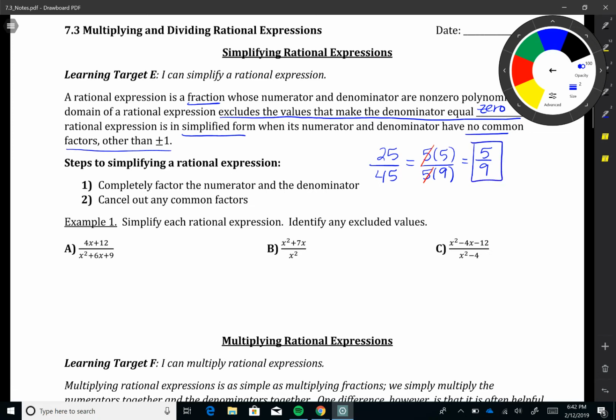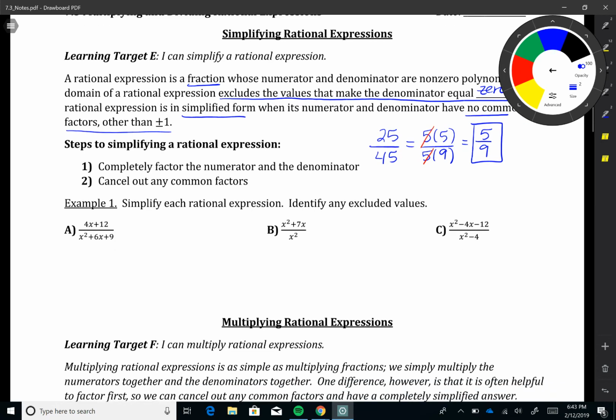The steps that I followed there are actually the same steps you're going to do when simplifying a rational expression. The first thing you're going to do is completely factor the numerator and denominator, and that's what I did when I rewrote 25 as 5 times 5 and 45 as 5 times 9. And then we cancel out any common factors. The only thing that we add when we simplify a rational expression is that we identify any excluded values.